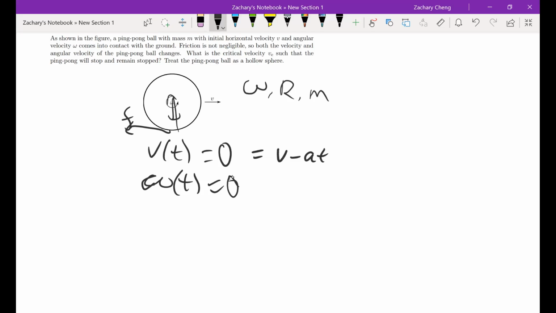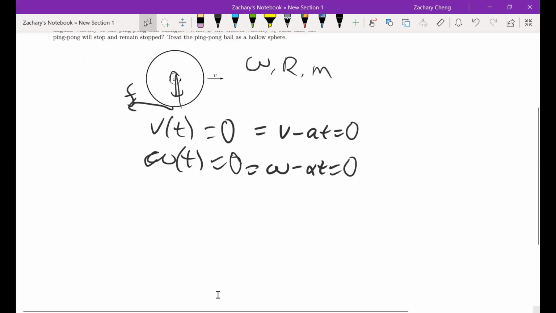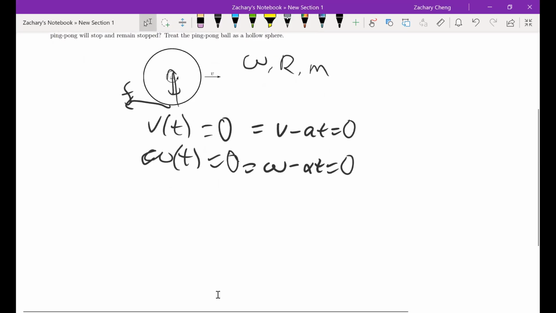So now we have V minus At is equal to zero. Similarly, our expression for omega(t) is going to be omega minus alpha t, and it's also equal to zero. A is equal to just this frictional force F over M. That's pretty easy. Alpha is a bit more complicated, but still pretty simple if you've learned physics before.